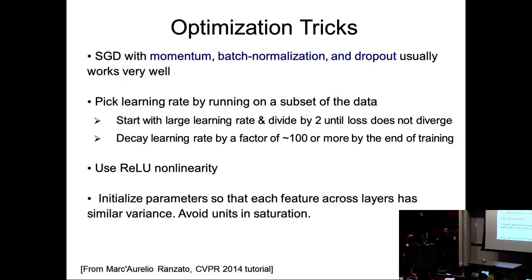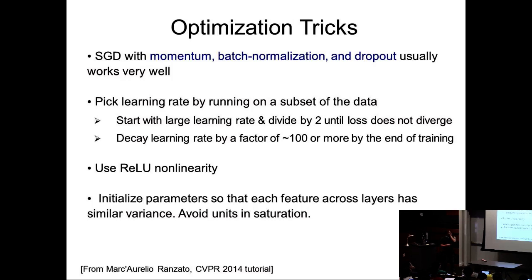Optimization tricks. I think I've mentioned this before, but let me quickly go over them again. When you look at residual networks, GoogleNet, VGG, all these state-of-the-art models are really just stochastic gradient descent with momentum, batch normalization, and dropout. Three components that are used for training these models.